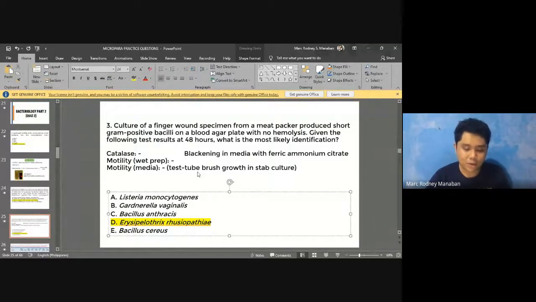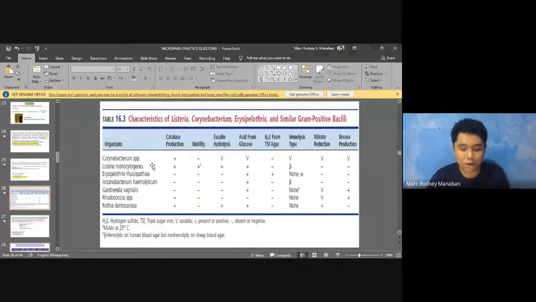Again, in the summary of your gram-positive bacilli, as you can see, H2S positive is Erysipelothrix rhusiopathiae alone, compared to the other species. Of course, Listeria is catalase positive, motile, with tumbling motility, very distinct for Listeria monocytogenes.